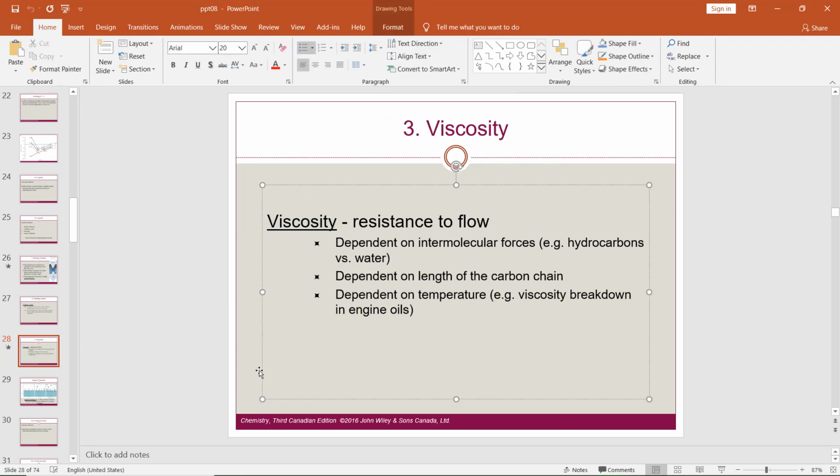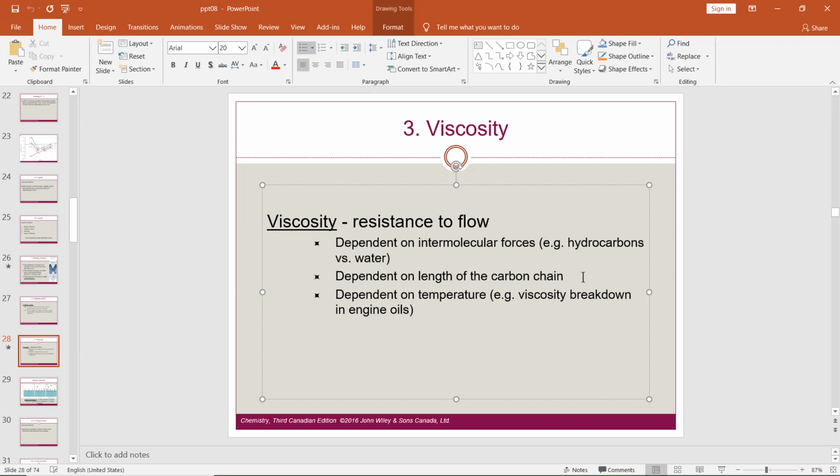which also is greater at stronger intermolecular forces. And this is really the thickness, the rate of flow of something. You can think of ketchup as being viscous, or molasses, whereas water or ethanol is not very viscous. It depends on the intermolecular forces, and on the length of the carbon chain. You're going to be more viscous if you've got a longer carbon chain. It depends on the temperature. Higher temperature means less viscosity.